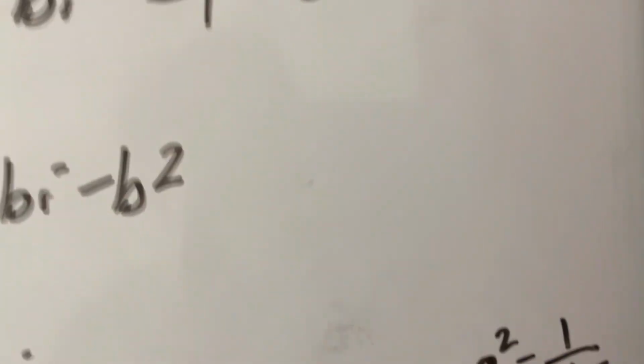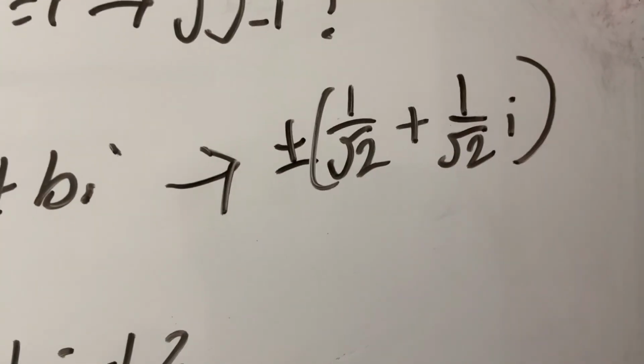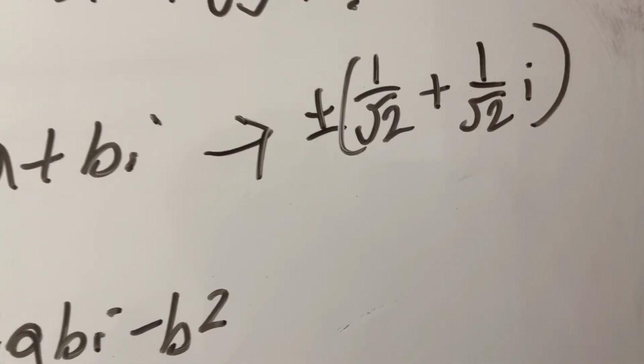Oh, and just so you guys know, the negative of this would be negative 1 over root 2 minus 1 over root 2 i. Anyways, now, these are some normal basics of i.